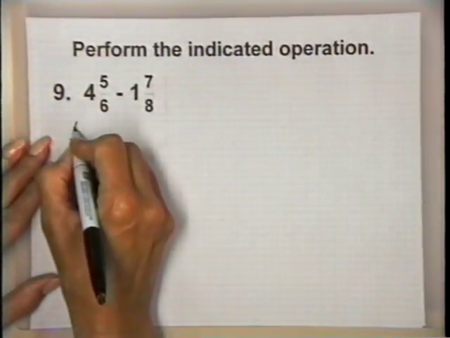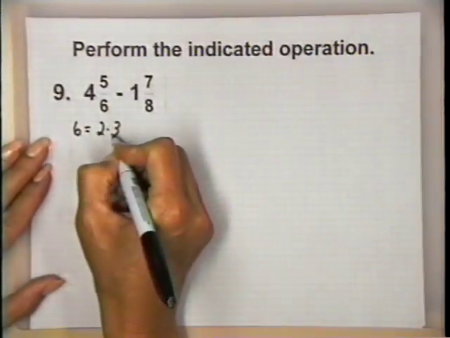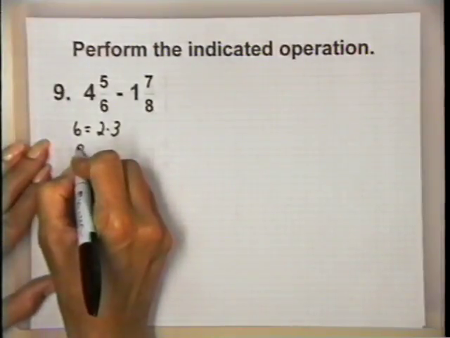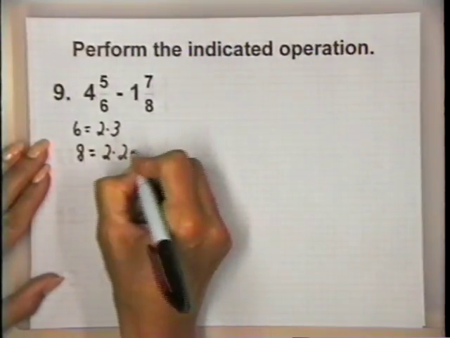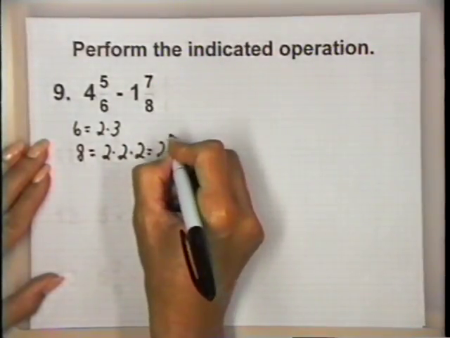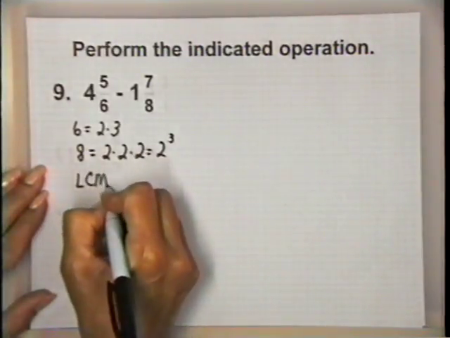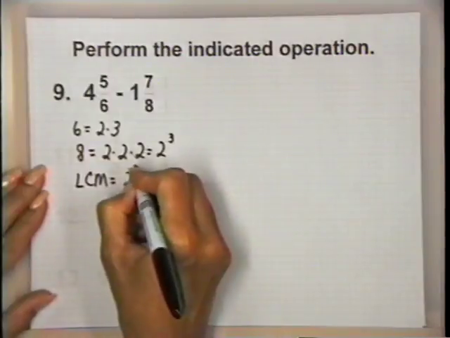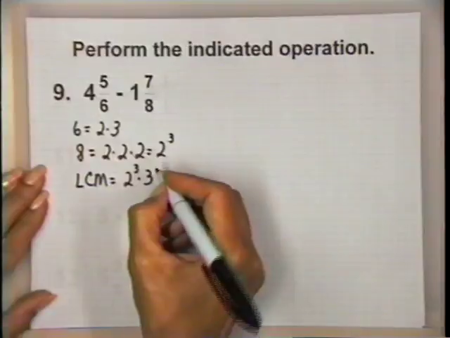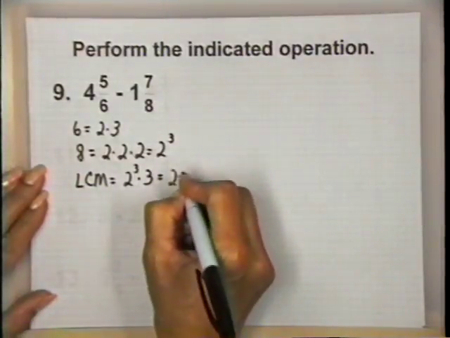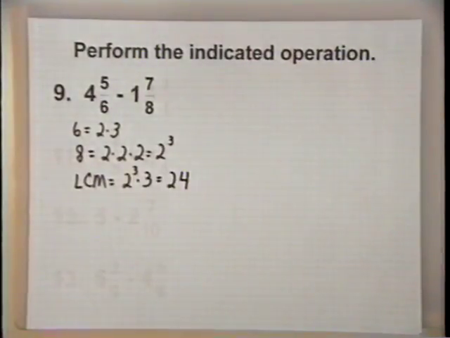Let's factor 6 into its primes. We get 2 times 3. Let's factor 8 into its primes. 8 is 2 times 2 times 2, which is 2 cubed. The LCM is equal to the 2 cubed times the 3. 2 cubed is 8. 8 times 3 is 24. So we'll use 24 for our common denominator.